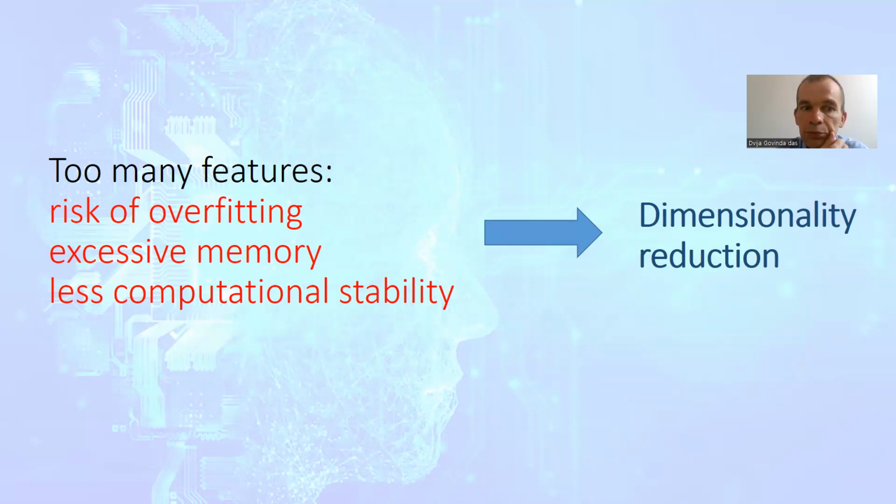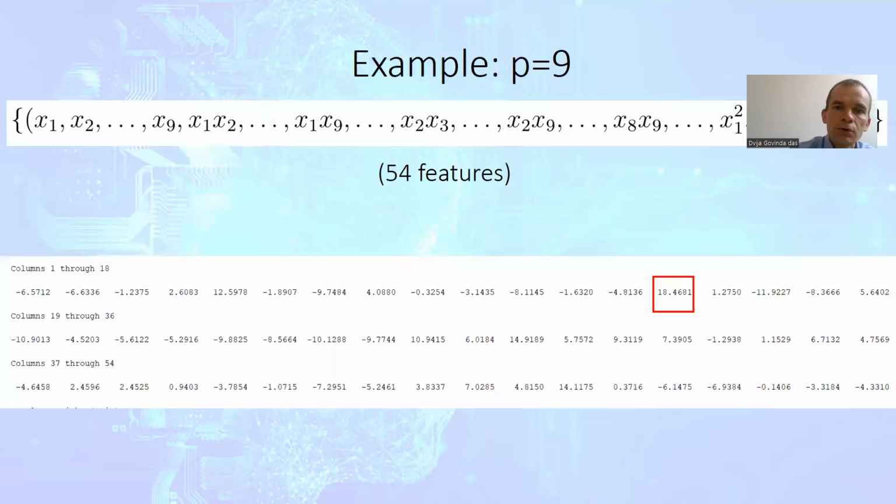And also we have less computational stability of the algorithm, especially in the case of finite precision for the storage of our data. So in some cases, we would need dimensionality reduction to reduce the number of our features. I want to show it to you on one specific example.